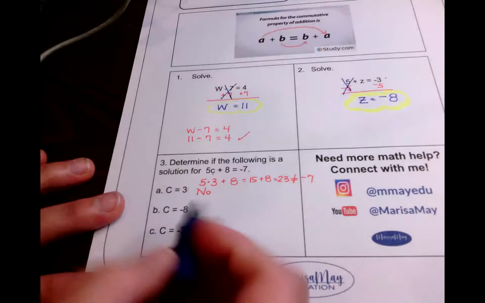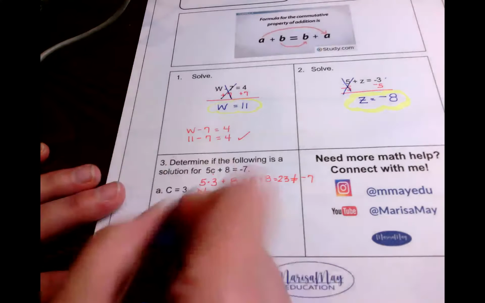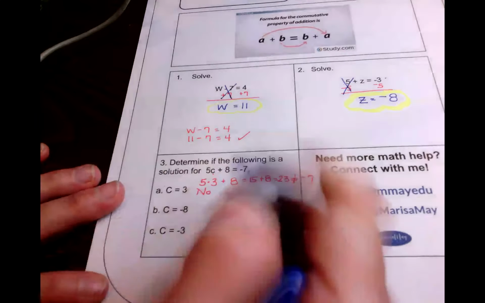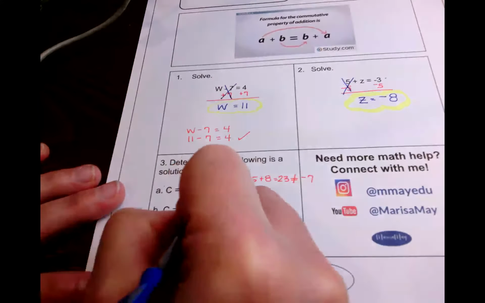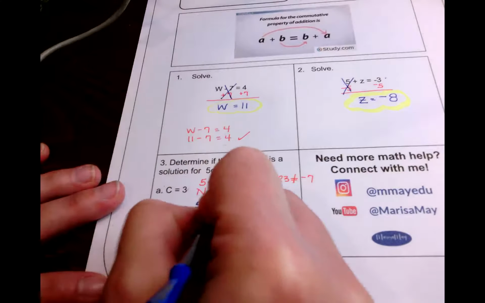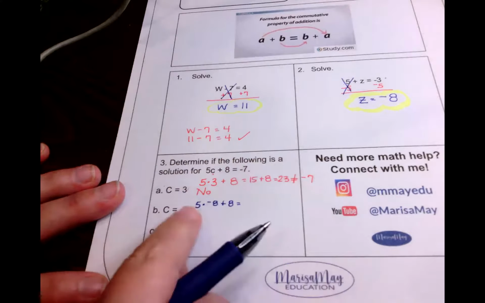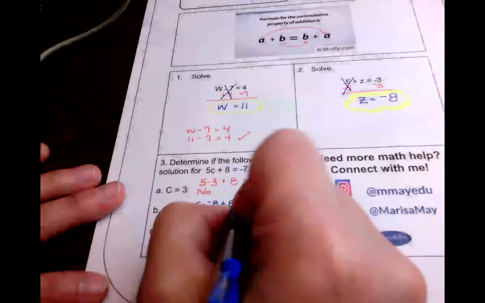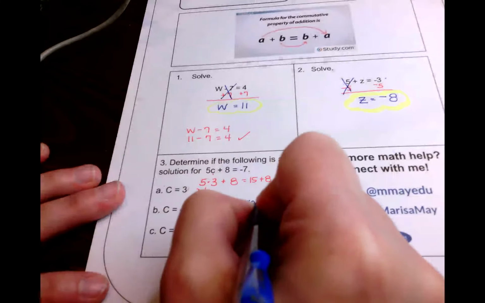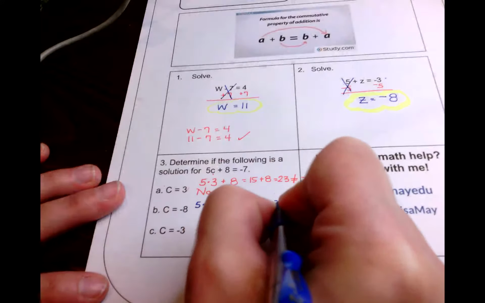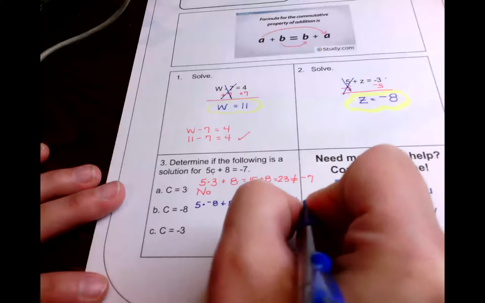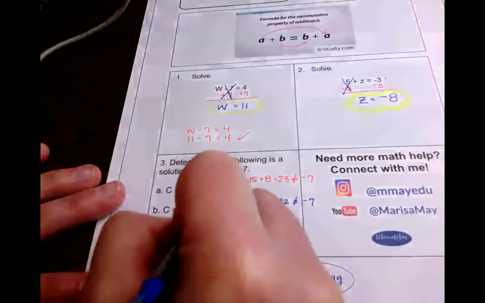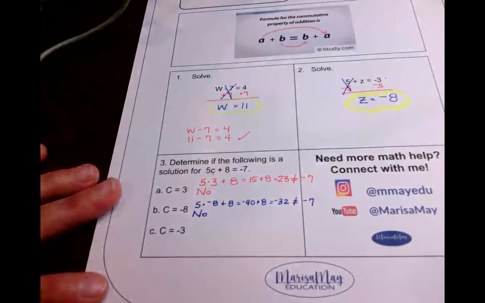Let's do B. B says negative 8. So again, we'll put negative 8 in place of the c there. So I've got 5 times negative 8. Multiply first. So 5 times negative 8 gives me negative 40. Negative 40 plus 8 gives me negative 32. Again, not negative 7. So B also is a no. Negative 8 is not a solution.